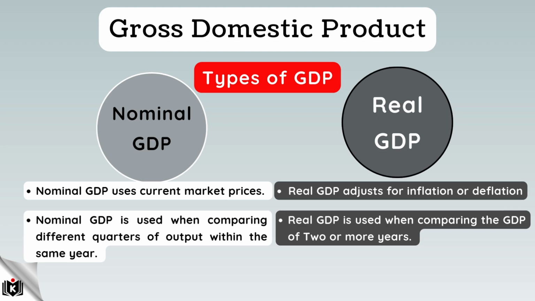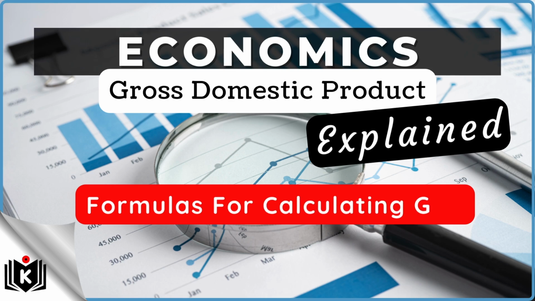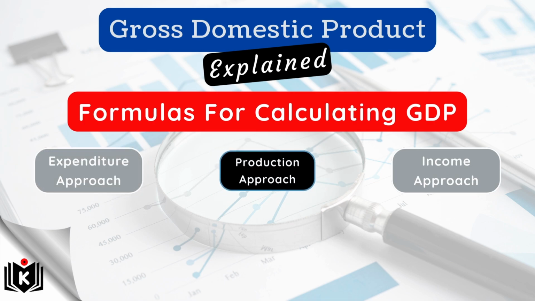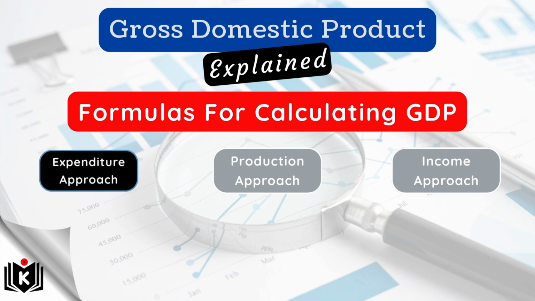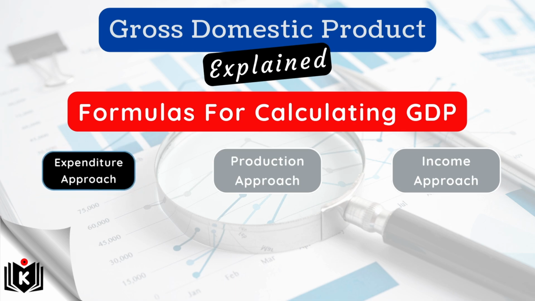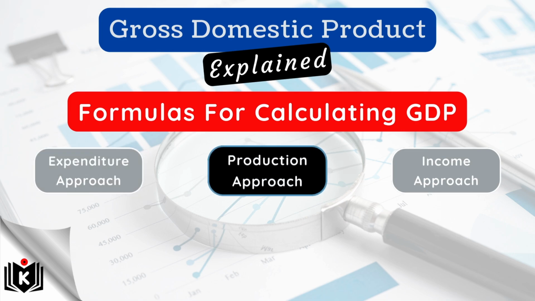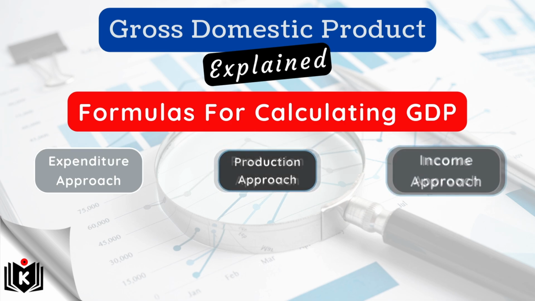focus solely on volume. There are 3 primary approaches when calculating GDP, and these are the expenditure approach, the production approach, as well as the income approach. The expenditure approach. This is the most common method, which adds up all spending in the economy. It includes household consumption, government spending, investments, and net exports, which is the difference between exports and imports. The production approach. This method sums up the value added at each stage of production. The income approach.